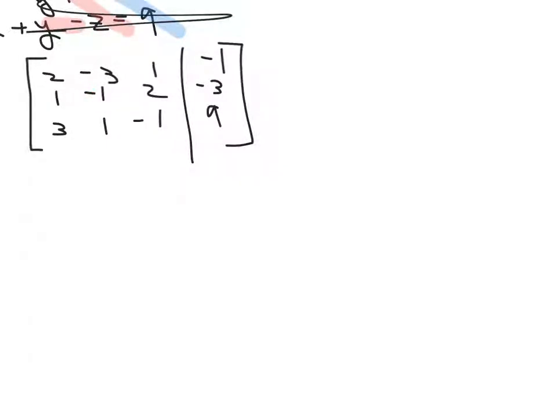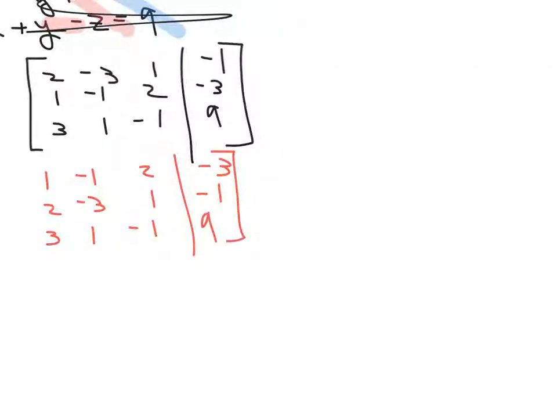So I'm going to switch this row with this row. So I've got 1, -1, 2, negative 3, and I'm going to put the 2, negative 3, 1, negative 1. I just switched those two around. Okay, so just like we did in the last one, once things are the way they should be, we lock them. So that one's locked.